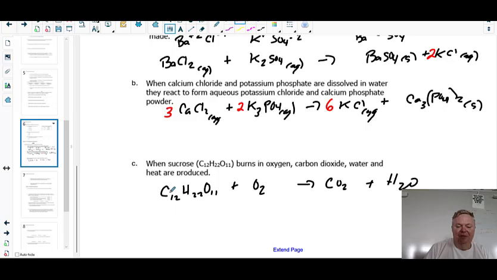There's 12 carbons, so let's put 12. 22 hydrogens, so let's make that 11. That's going to give me 24 oxygens, plus another 11. So I need this to be, there's 11 already, so I just need this group to be 24. So this would be 12.